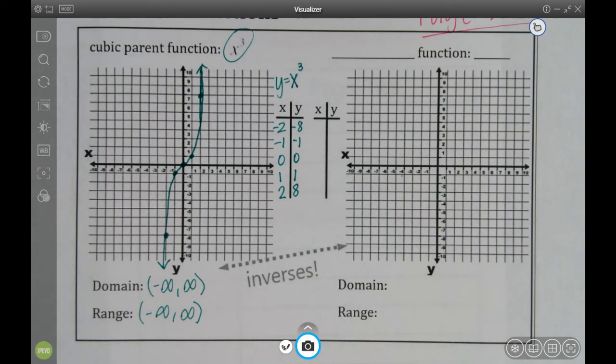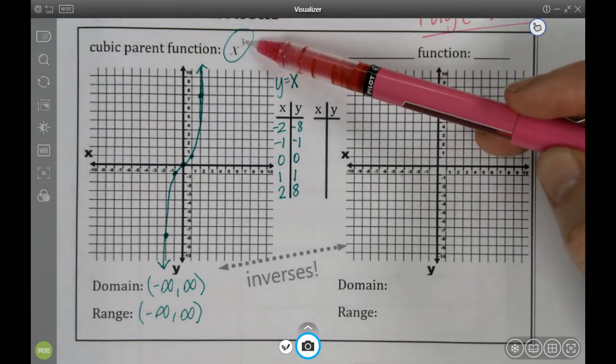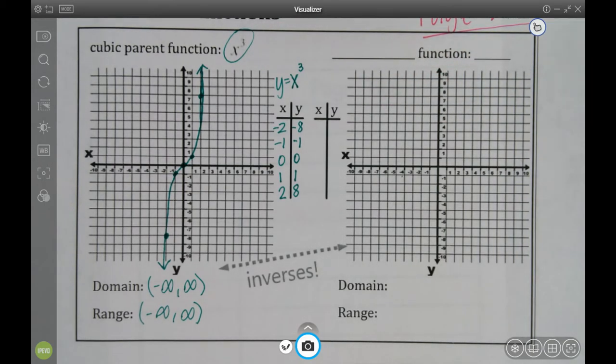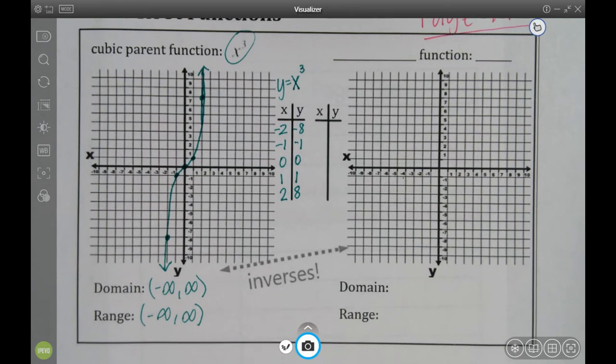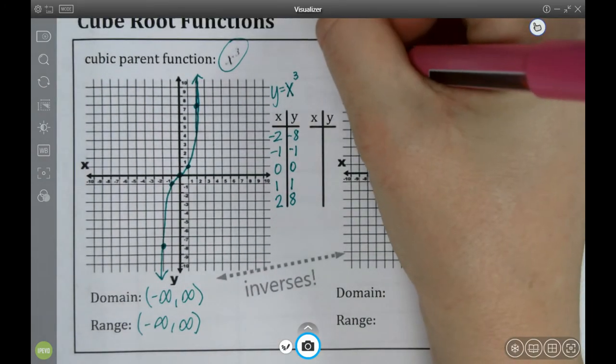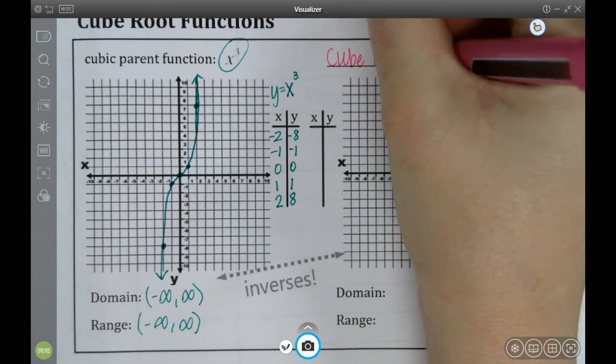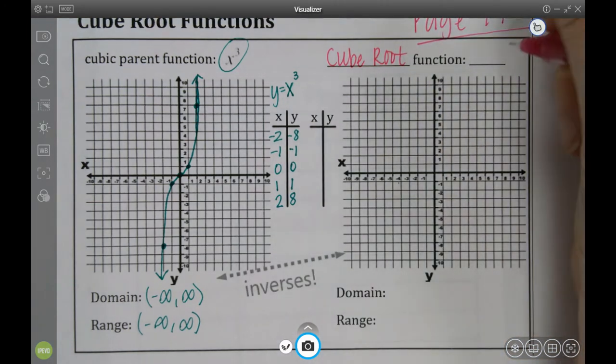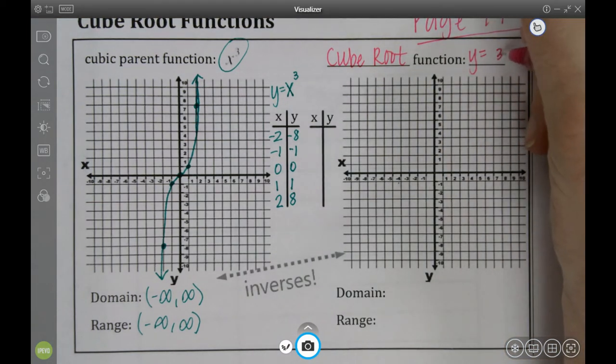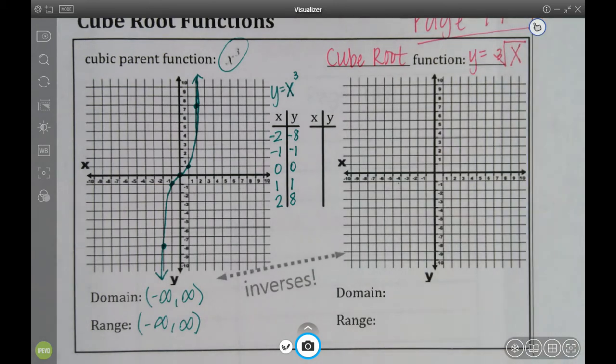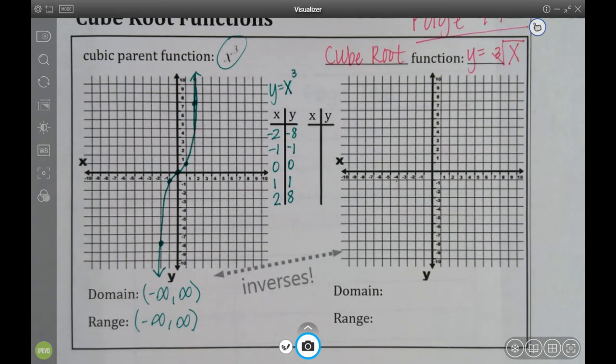Okay, how do you undo a cubed? You do a square root, but with a 3, so it's a cubed root. So now we have y equals the cubed root of x. Like the other day, the square root undid the squared. A cubed root undoes the cubed.